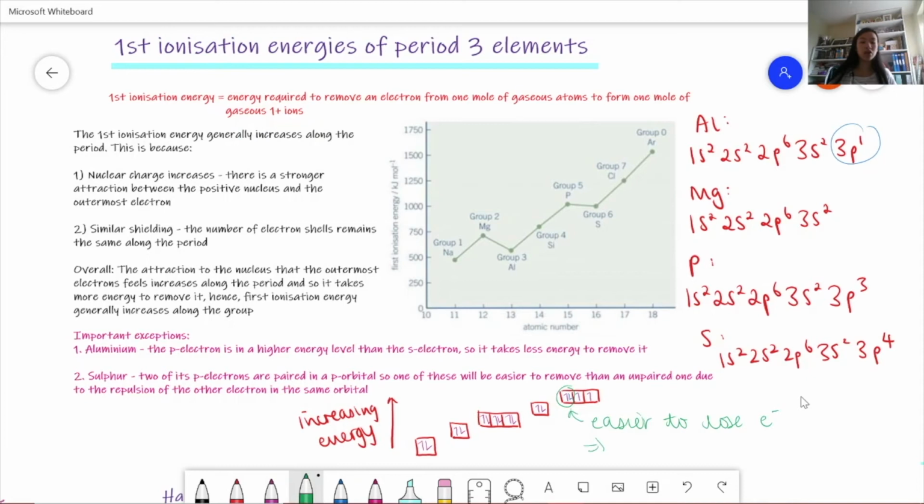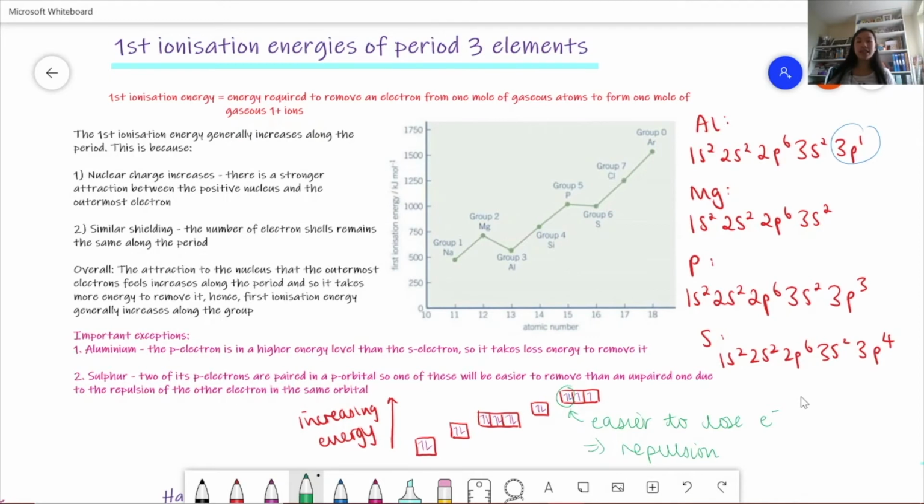And so this means that one of these electrons in this suborbital will be easier to lose. And that's because of the repulsion between these two electrons. And so that's why the ionization energy for sulfur is smaller than for phosphorus, because in phosphorus, the 3 electrons are all in separate suborbitals, so they don't feel any repulsion. So it's less easy to remove that outer electron.